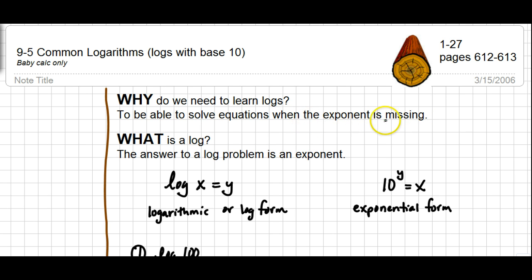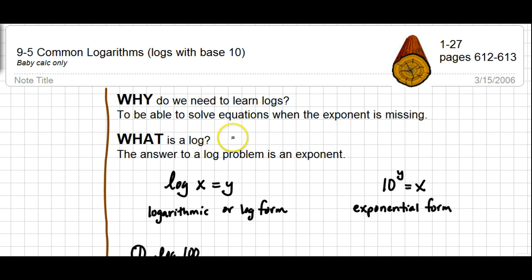Earlier in the chapter, I had students solve a problem that they had to use trial and error to solve. And trial and error is not a great method for solving in algebra. We usually want to have a method where we do things to both sides of the equation. So logs are going to help us when the exponent is the missing piece.